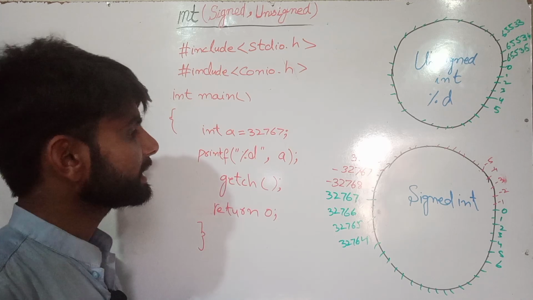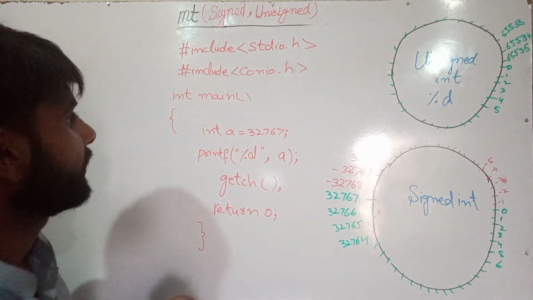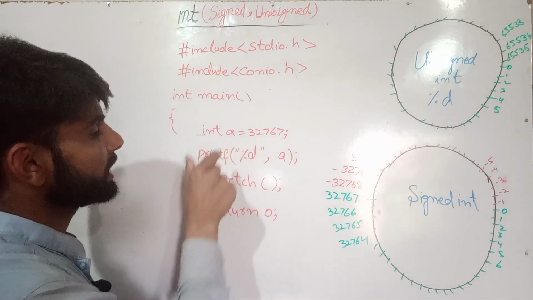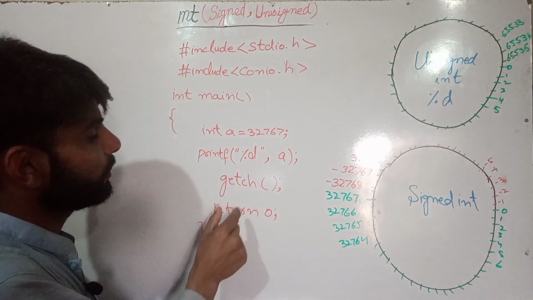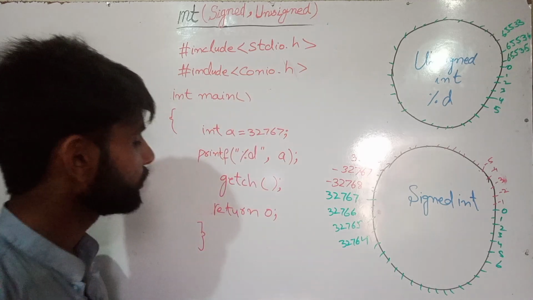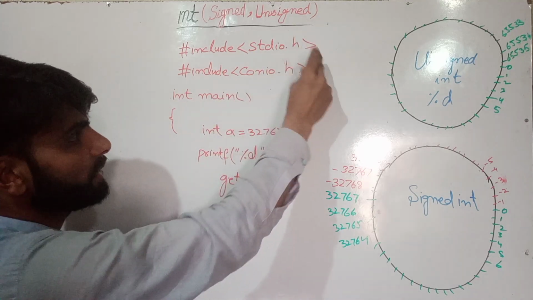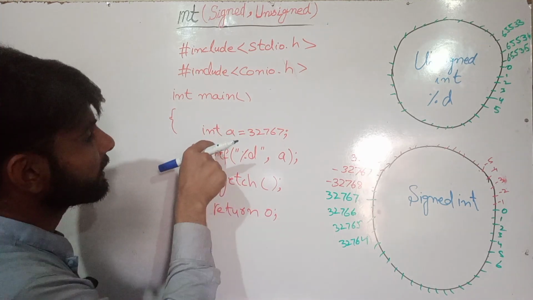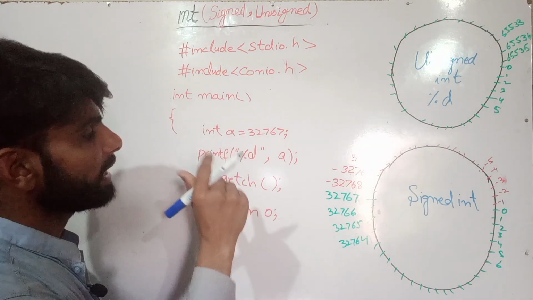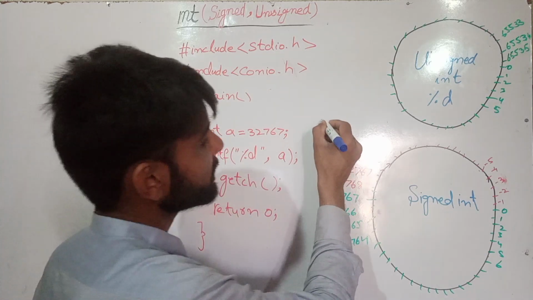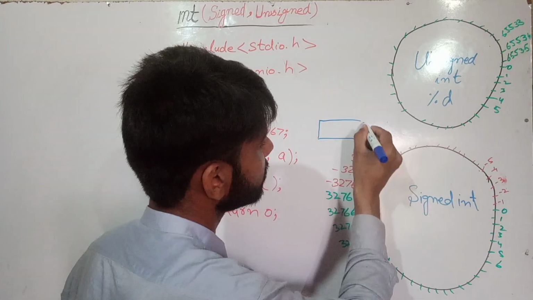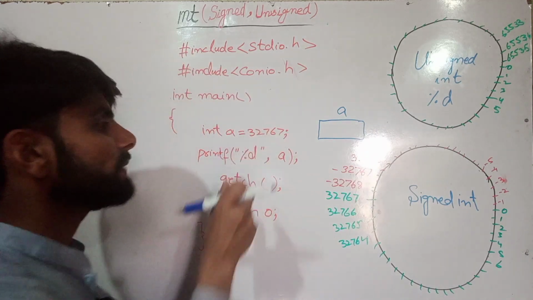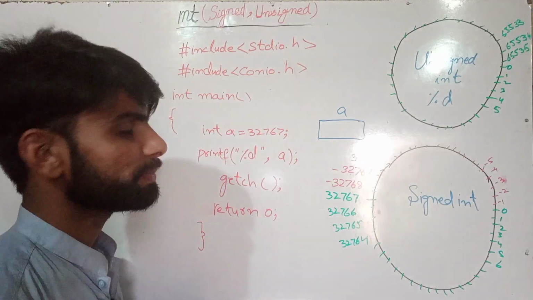This is a simple example, let's understand it. These are our header files. The printf function is in stdio and the getch function is in conio, so that's why we have used these header files. When execution starts from here, with int a, a space is allocated in memory, and that variable name is a. So this value will be assigned in this memory space.